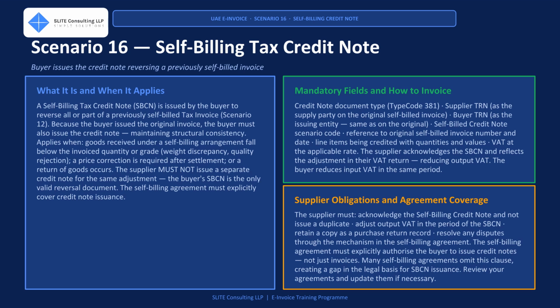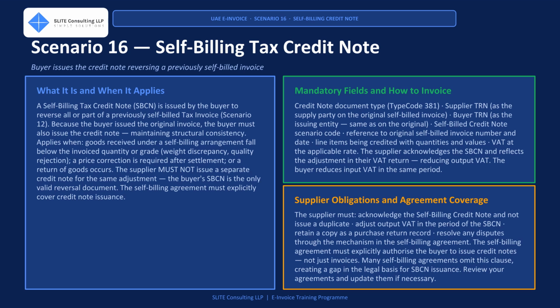Mandatory fields. Document type 381, supplier TRN as supply party, buyer TRN as issuing entity, the self-billed credit note scenario code, reference to the original self-billed invoice, line items at the applicable VAT rate. The supplier acknowledges the SBCN, reduces output VAT in the same period the buyer reduces input VAT, and retains a copy as a purchase return record. Many self-billing agreements omit the credit note clause. Review yours and update if necessary.